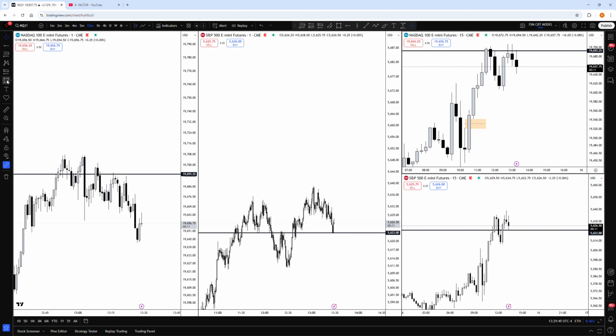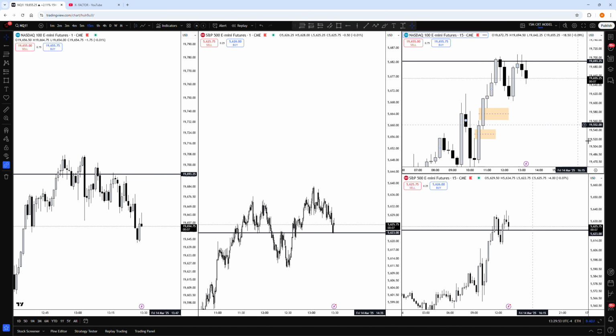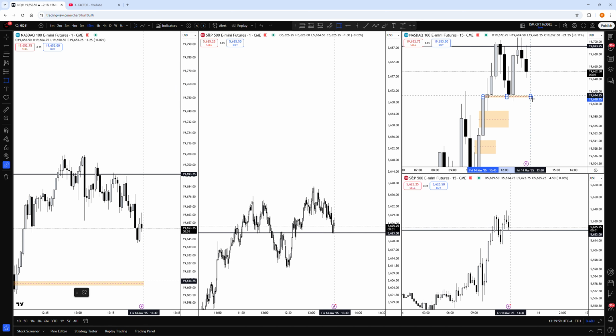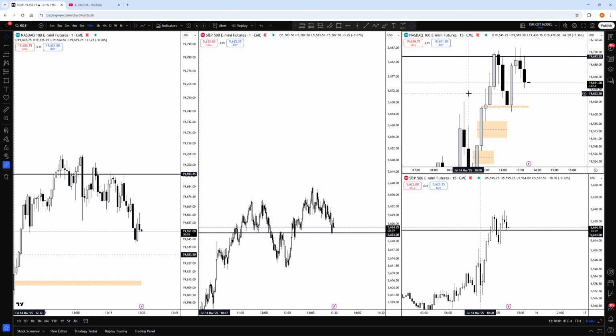We have 1 not rebalanced. We have 2 not rebalanced. And if you look very closely, there's this little imbalance right here. Imbalance number 3 that was not rebalanced, okay?